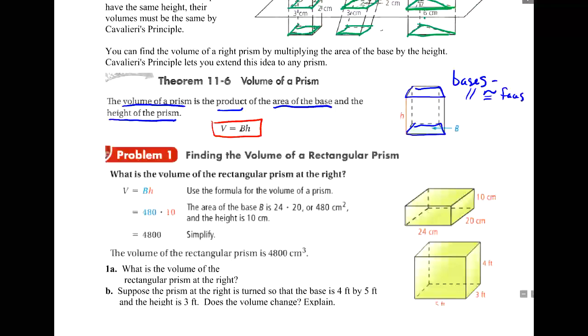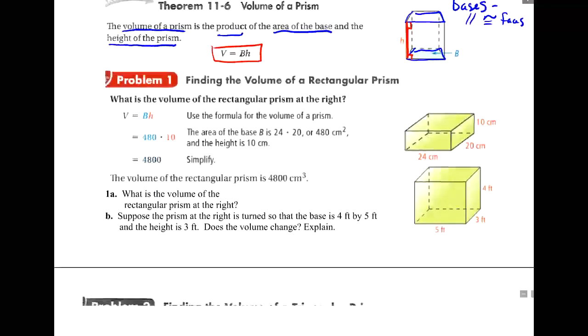So we find our bases, and then this right here, the perpendicular distance between the two bases, is the height of the prism. Make sure you are using the correct measurement there. So once again, we are going to have to find the area of the base separately and then multiply it by the height of the prism. The area of the base depends on its shape, and we have plenty of formulas to work all that out.